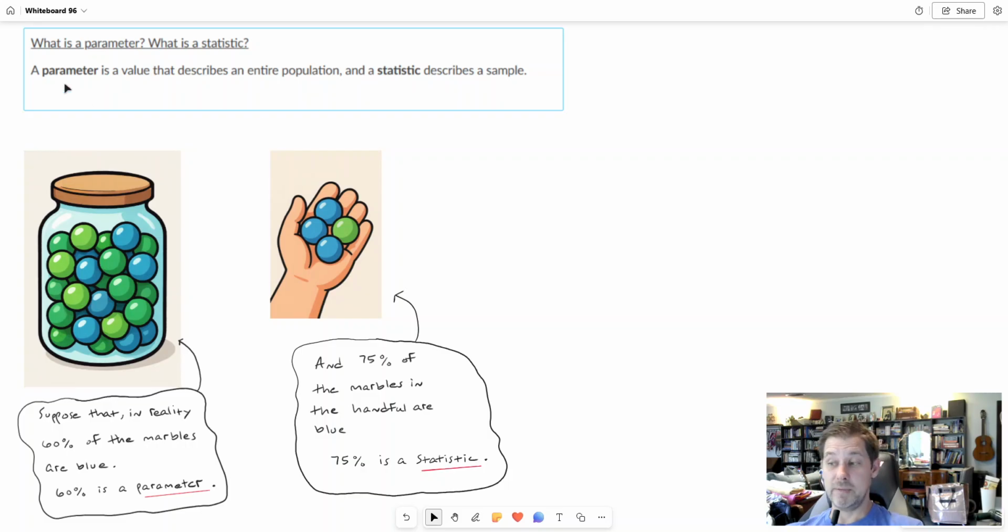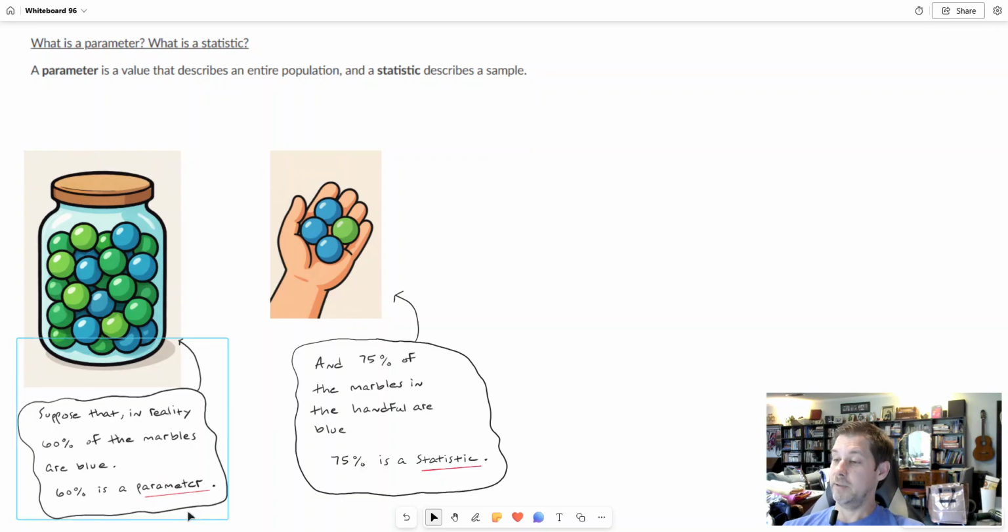Our hope would be that when we do statistics, when we have experiments and collect data, the statistic is very close to the parameter, because the parameter is actually what we want to know. But it may not be, okay, because of sample bias.